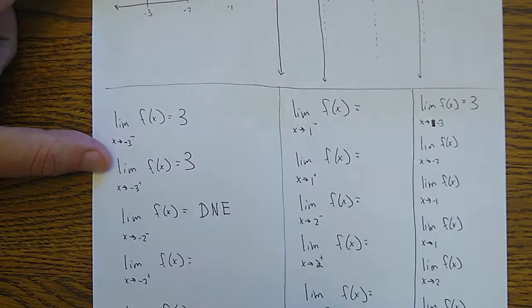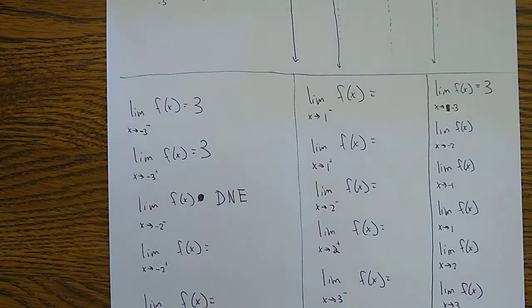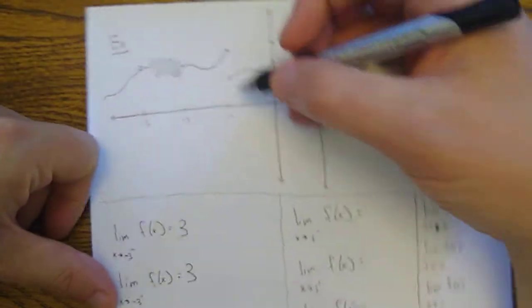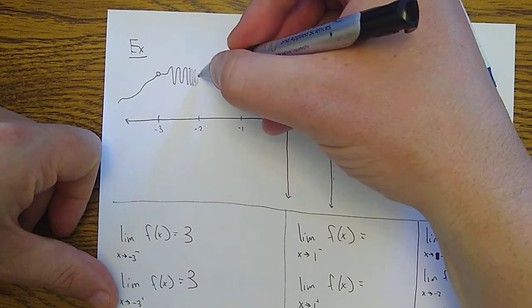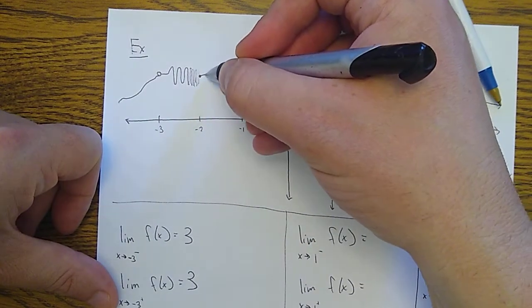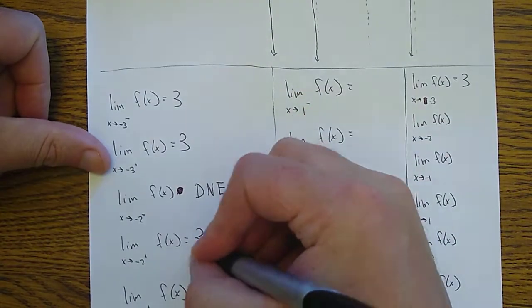does not exist. And actually, maybe I'm being a little bit picky here, but I wouldn't write equals DNE, I would just write DNE. So I just crossed off the equal sign there. Meanwhile, -2 from the right, there's nothing crazy going on. If I look at -2 from the right, it looks like it's approaching this point, which again is 3.